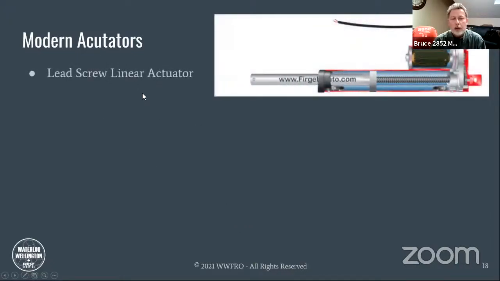Now, perhaps a more modern actuator is a lead screw, which is really very similar to a nut and a threaded rod. So we have an electric motor going through some gears, turning a threaded rod. This pin would have a corresponding internal thread to it that would cause it to move back and forth when we rotate the threaded rod one way or the other.